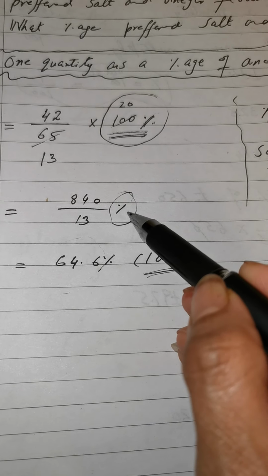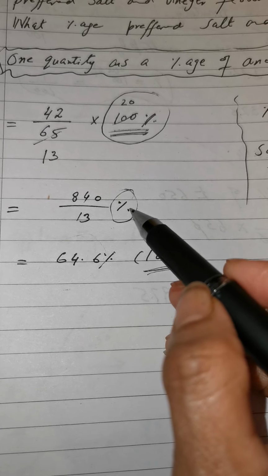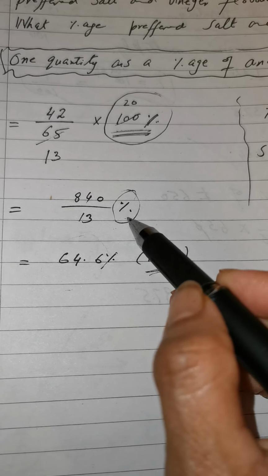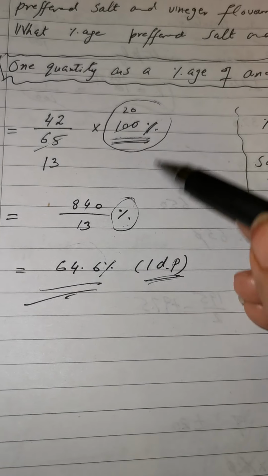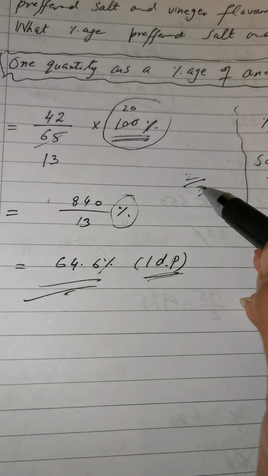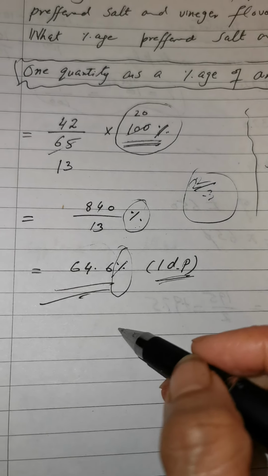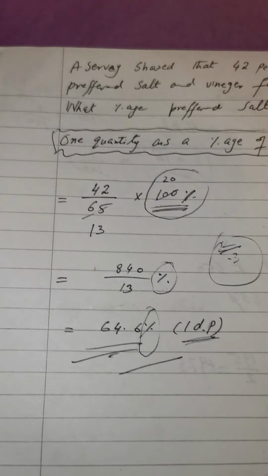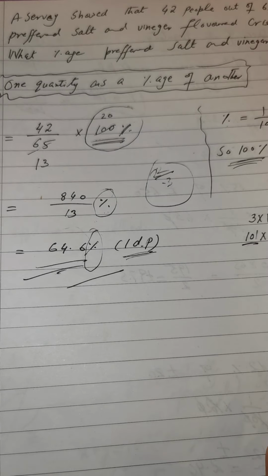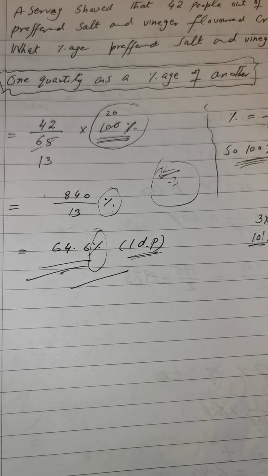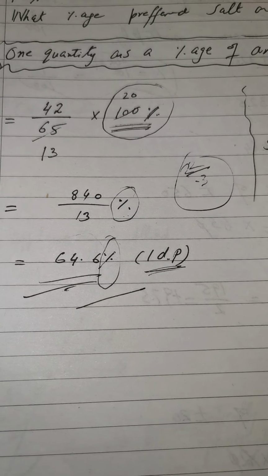Don't forget the percentage sign. It is very necessary to write. If you forget to write the percentage sign, they will cut 1 mark, and if your question is of 3 marks, they will give you only 2 marks, because 1 mark is for the percentage sign. So keep in mind, these signs are very important. So when you have to find one quantity as a percentage of another, simply multiply it by 100% as I have shown, and in your answer you have to write the percent sign.